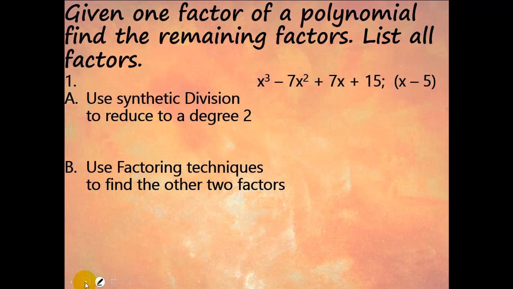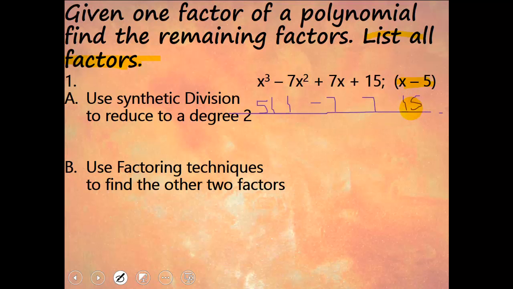All right, so let's do one. Here we have given one factor of a polynomial, find the remaining factors. And I want you to list all of the factors at the end, okay? That's like part C here. So the first thing that we're going to do, they give us a factor. We're going to use synthetic division to decrease it to a degree 2 or a quadratic. So we're going to divide by 5, check to make sure we're not missing any of our terms. So I have a 1, a -7, a 7, and a 15.